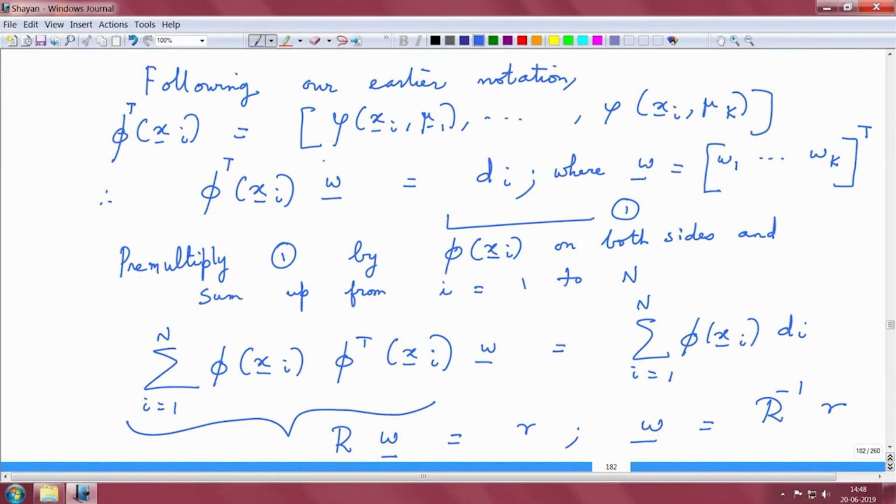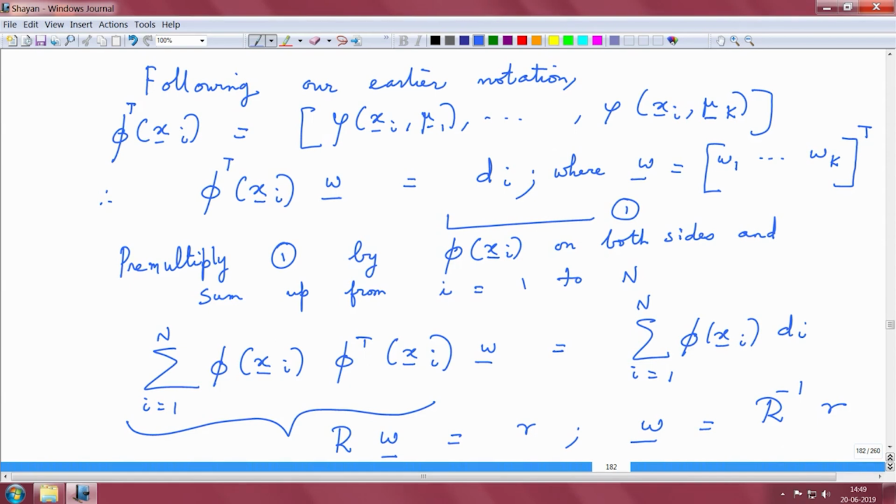So, following our earlier notation, phi transpose of xi is phi of xi comma mu 1, and so on till phi of xi comma mu k. That means we have k cluster centers that can be found through some clustering algorithm, and I will discuss the k-means algorithm following this as a way in which you can realize these clusters. So, I can compute phi of xi comma mu 1 dot dot dot till phi of xi comma mu k, and that is my vector phi transpose of xi.